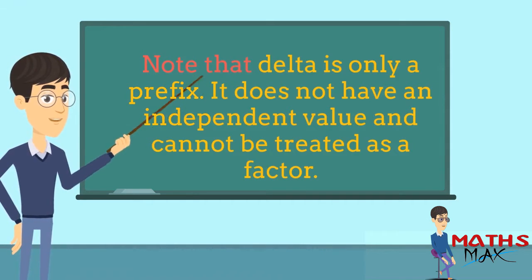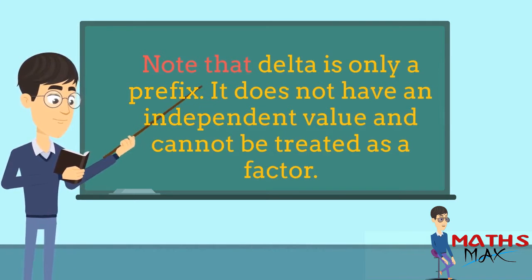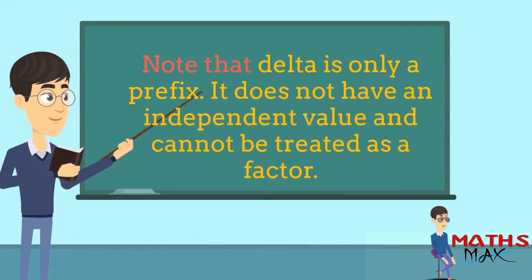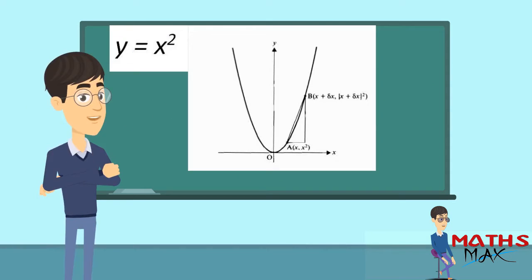There is something special you should note. That is, delta is only a prefix. It does not have an independent value, and cannot be treated as a factor. Let's consider the gradient of the curve with equation y equals x squared. This time, we will look for the gradient at any point A on the curve, and use a point B, where the x-coordinate of B is x plus delta x.